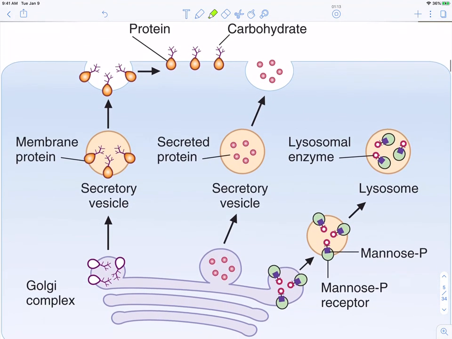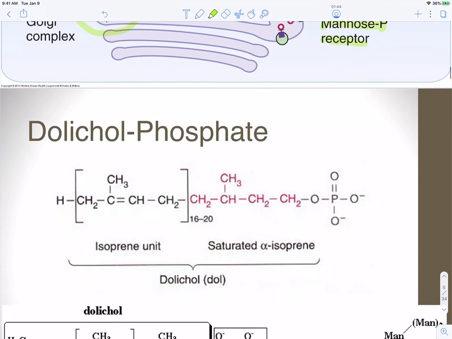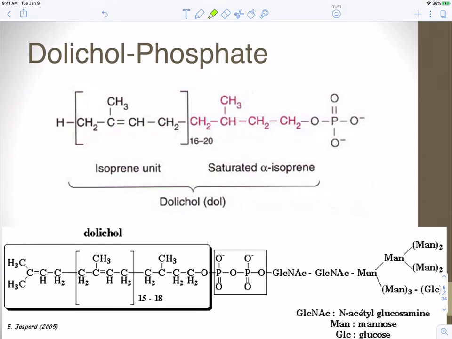So here we just have a few different fates of our glycosylated proteins. Our mannose phosphate receptor is important for targeting key enzymes to our lysosomal compartment. You also have secreted proteins that are going to have carbohydrate glycosylation, and they're going to be secreted. You also have membrane-bound proteins that are going to be incorporated into the membrane with their carbohydrate moieties interacting with the aqueous environment. And so these are just some of the ways that proteins can be either released or trafficked to other areas.